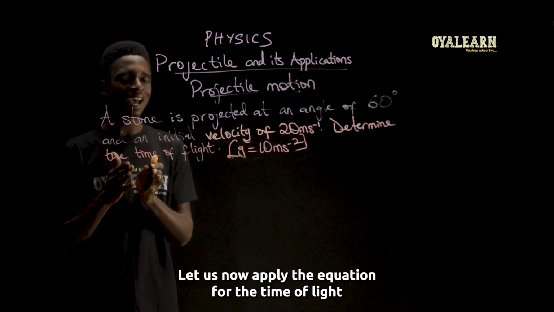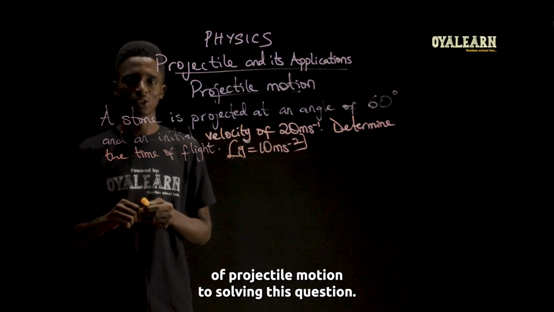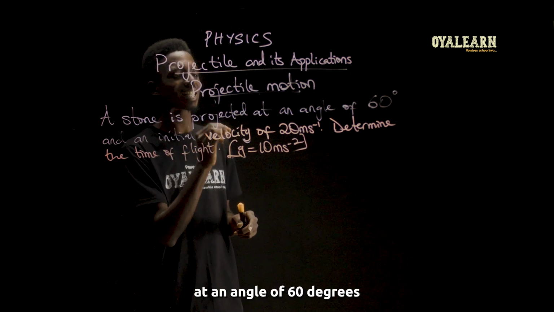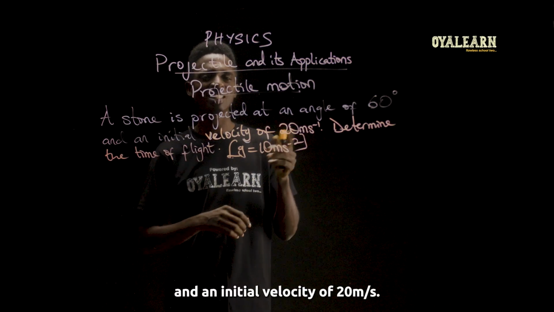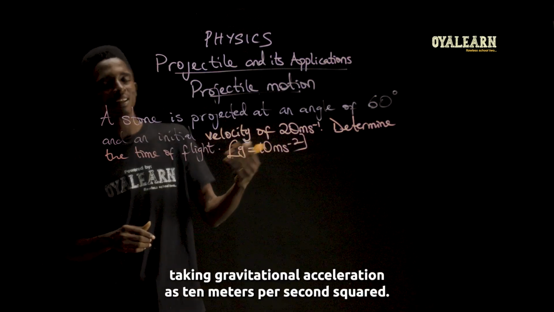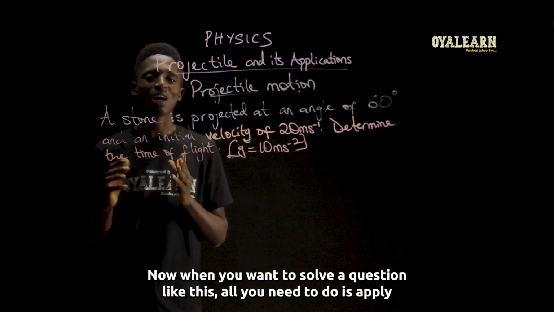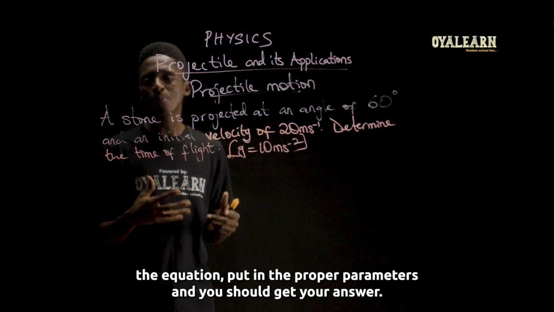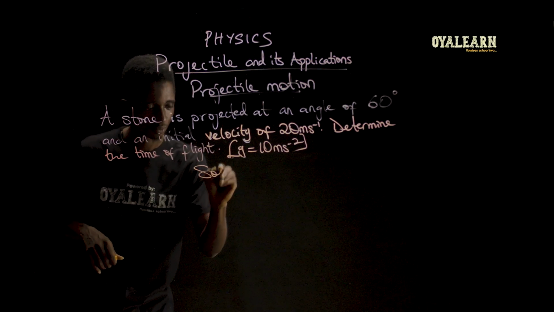Let us now apply the equation for time of flight of projectile motion to solving this question. The question itself says, a stone is projected at an angle of 60 degrees and an initial velocity of 20 meters per second. And we are to determine the time of flight, taking gravitational acceleration as 10 meters per second squared. Okay? Now, when you want to solve a question like this, all you need to do is apply the equation, put in the proper parameters, and you should get your answer. So let's do that.